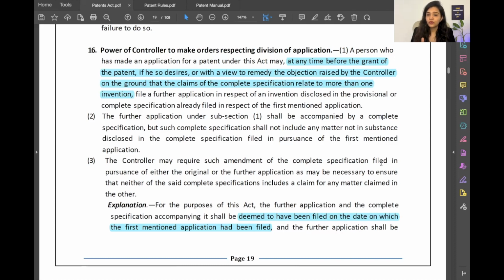But according to the provisions of anti-dating, the patent office will consider as if your second application was also filed on 1st April 2023. They'll not consider that it is filed on 1st April 2024. They'll consider that it is filed on 1st April 2023 because your original application was filed on that date. Because of that, this is called anti-dating. I am claiming a date from a prior date. So this was related to the provisions of post-dating and anti-dating.